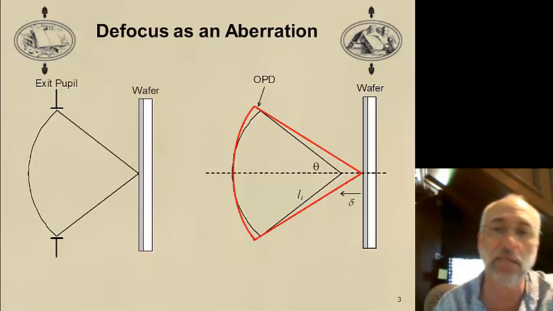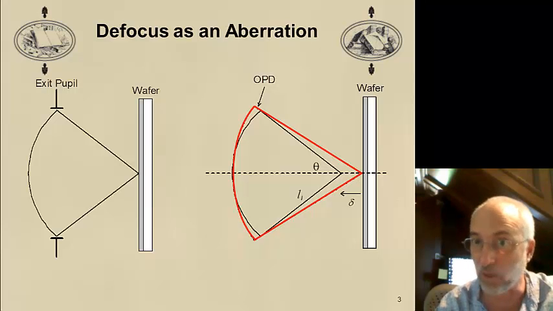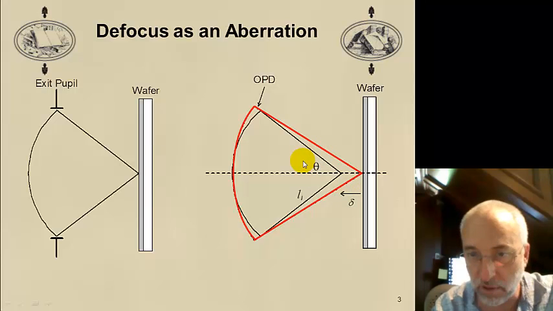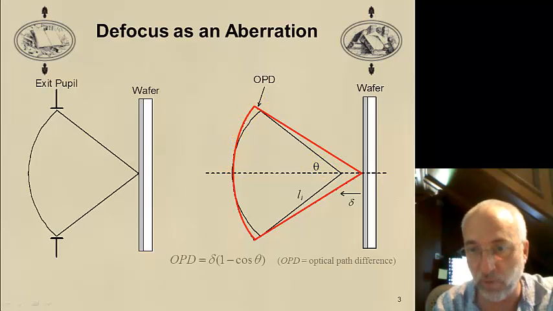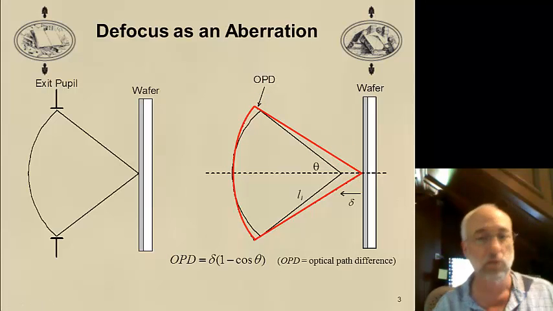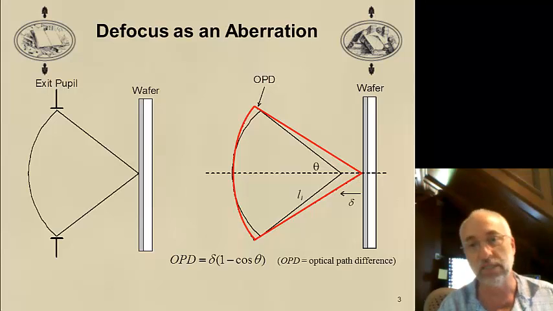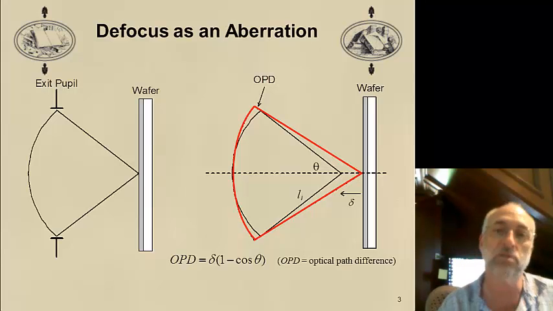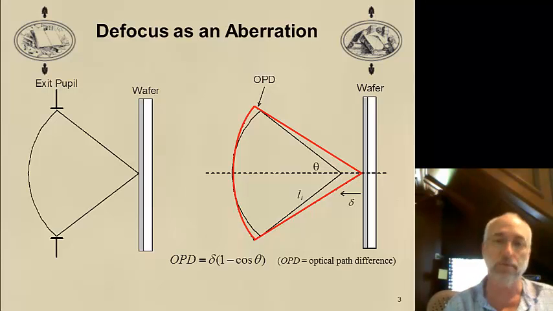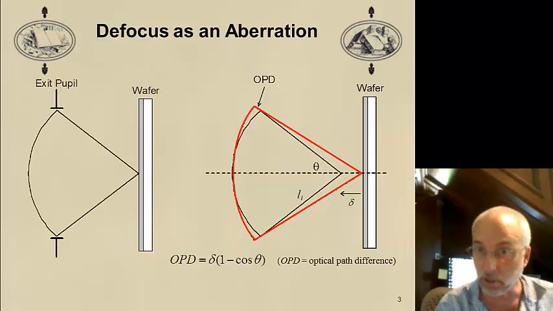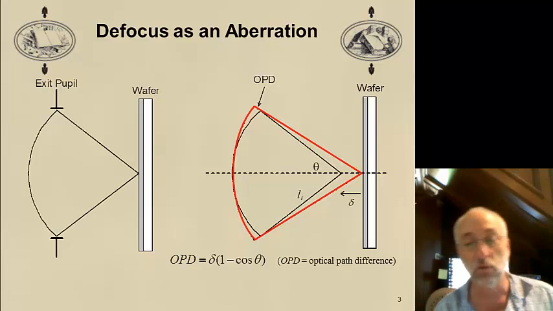It doesn't take a whole lot of geometry to calculate what that OPD is as a function of the angle theta. You see that here in the center there's no difference in the phase, and that the phase difference grows the further away I get from the optical axis. That is, as theta gets larger, this optical path difference grows. And in fact, we work out the geometry, we find that the optical path difference is the defocus distance delta multiplied by 1 minus cosine theta. So when theta is 0, I have no optical path difference, and as theta gets larger and larger, then the optical path difference grows.